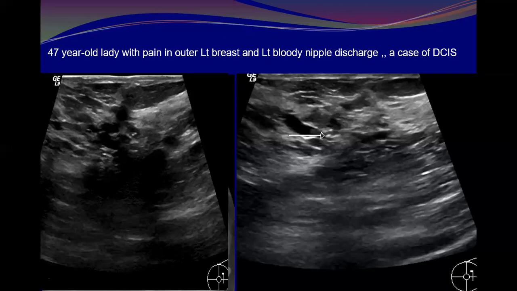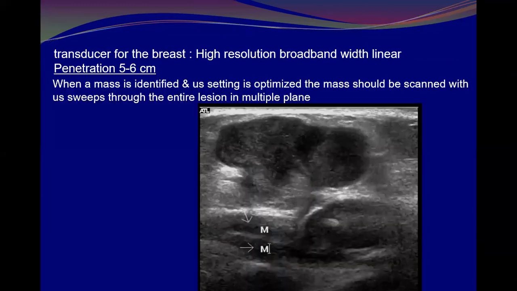And this is before 2010, a long time ago. In King Khalid Hospital, I had done it at that time, and it was proven to have extensive DCIS. And this is another patient, one of my patients. Look at the good ultrasound machines, okay? And with good image optimization.